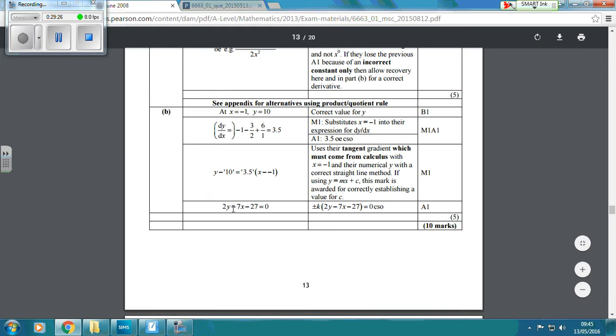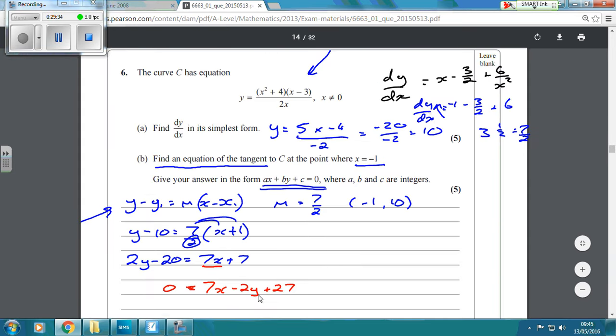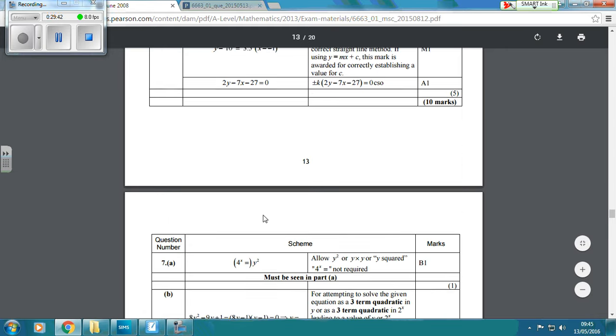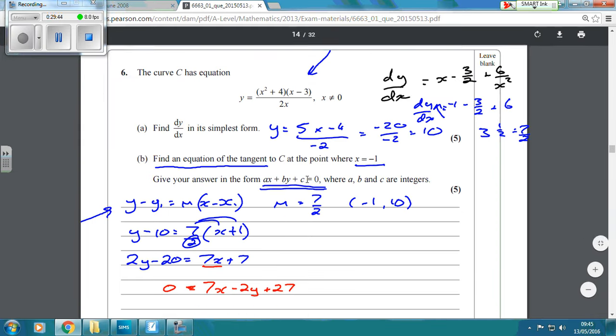So 2, 1 minus 7x minus 27 equals 0. So yeah, they've got it where y is positive. But if you change both those signs around, we see that we get this here. So it doesn't matter which way round that you have that. Okay, so let's have a look at question 7 now.